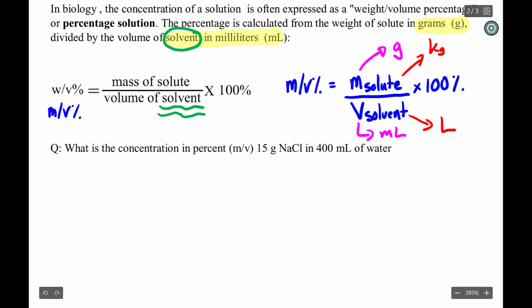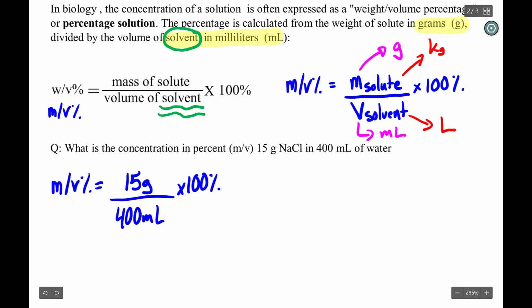So it says, what is the concentration in percent mass volume? 15 grams of salt in 400 milliliters of water. So mass volume percent is equal to 15 grams of solute over 400 milliliters of solvent times 100%. And then I just double check. Good, I've got grams and milliliters.